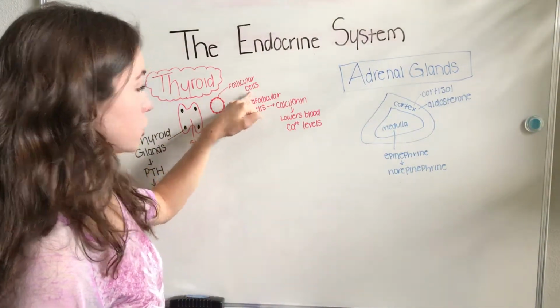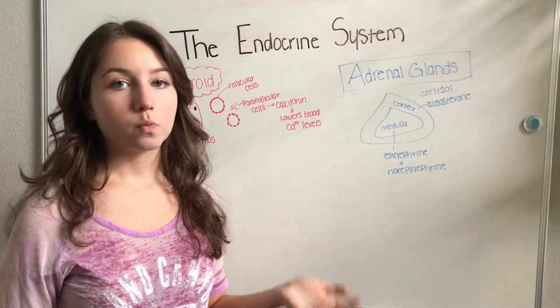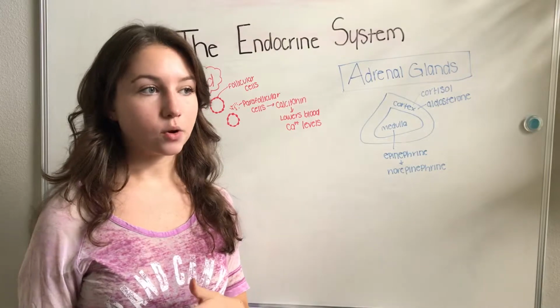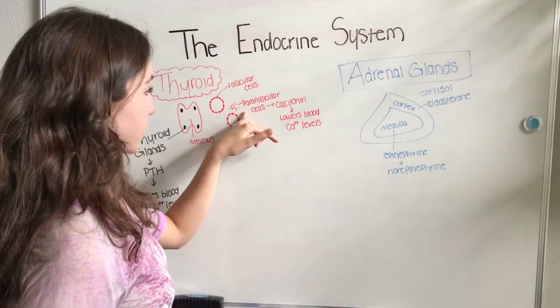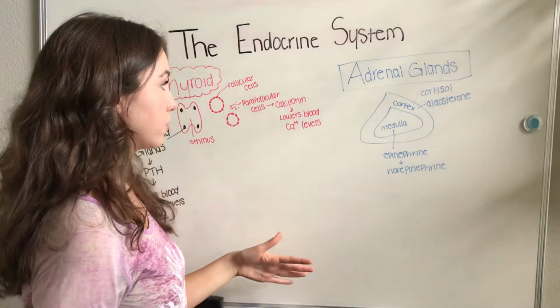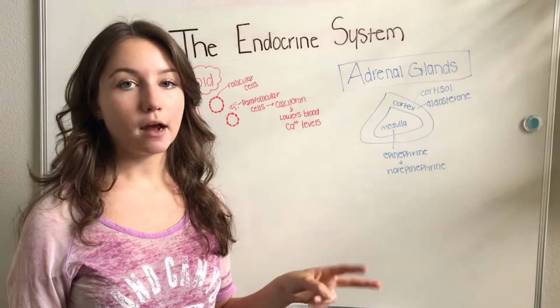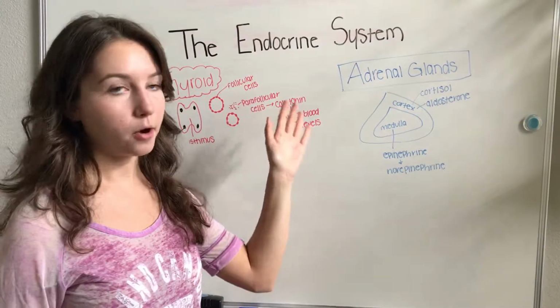So this circular area in the middle is called a colloid, and then these cells around the colloid are called follicular cells. So like I said earlier, follicular cells make thyroid hormone, which targets general body cells in order to raise basal metabolic rate. We also have parafollicular cells, which make calcitonin, which lowers blood calcium levels. So the two hormones that come out of the thyroid gland are calcitonin and thyroid hormone.